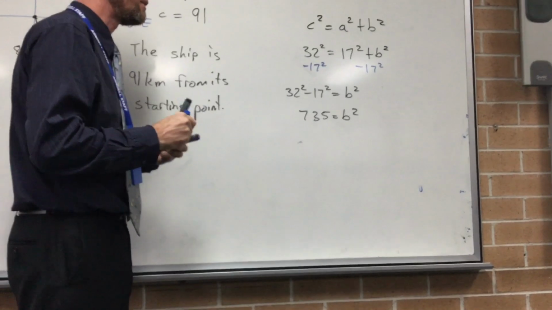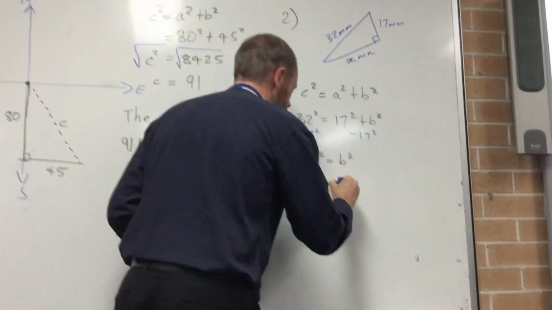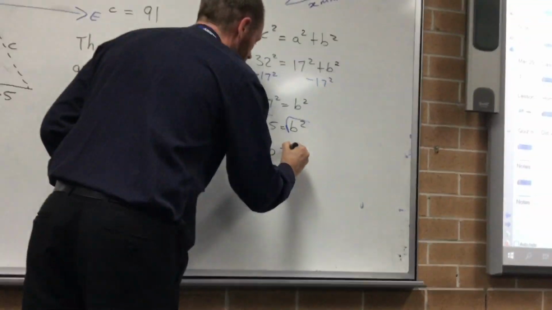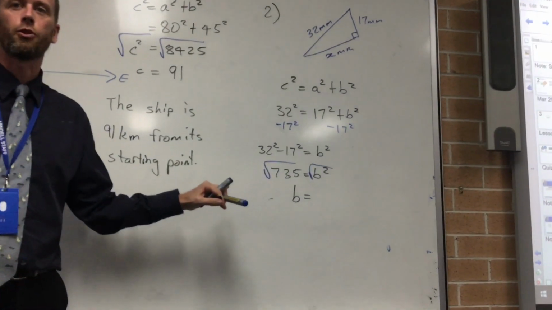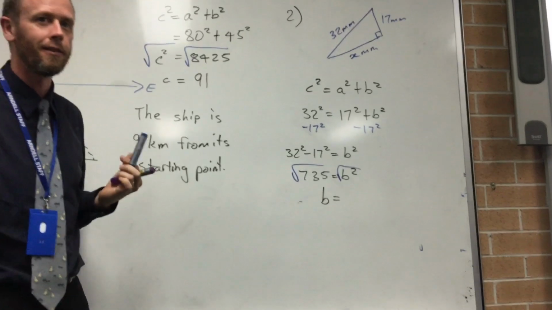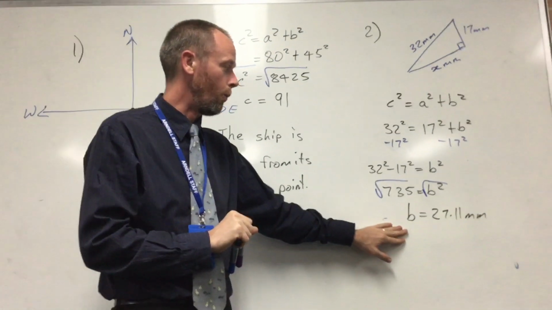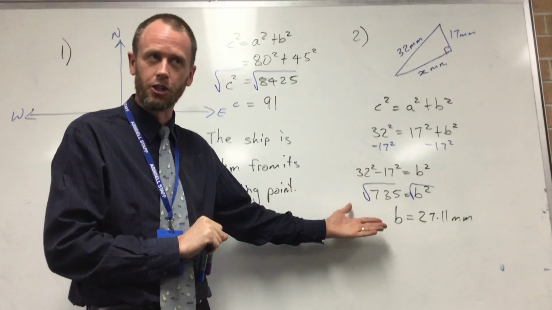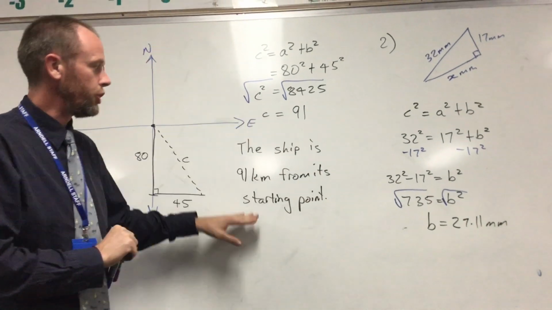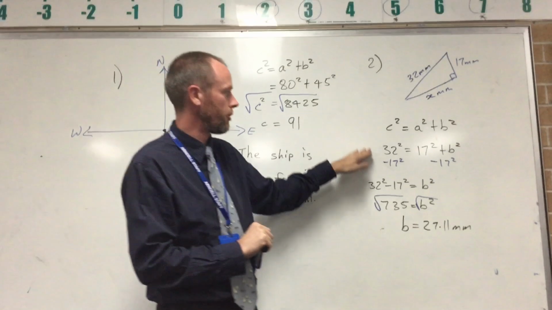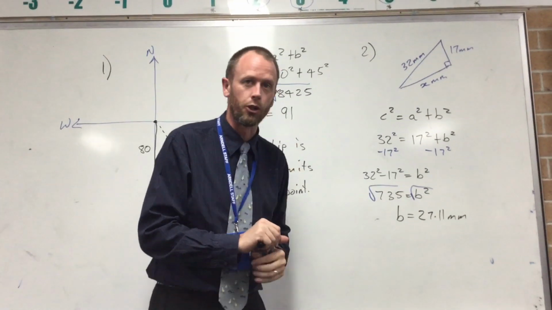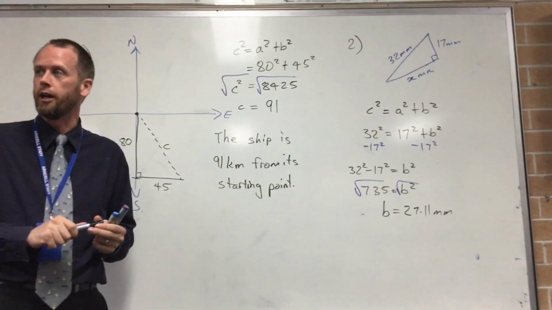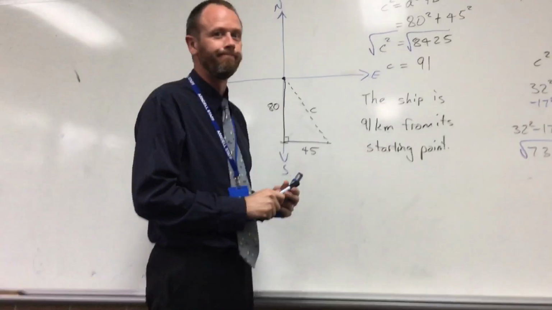We then find the square root of both sides. So therefore b will be equal to the square root of 735. So it's equal to 27.11 millimetres. We'll leave it like that because that's an approximation. Make sure you do your working. You should know how to do this sort of working to find these sorts of questions. But that's how we use Pythagoras' theorem to find the length of the side on a right angled triangle. Thanks.